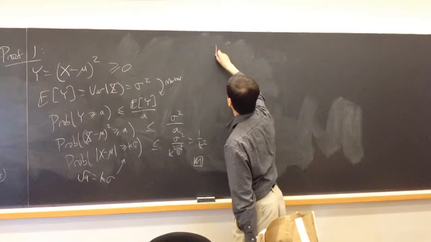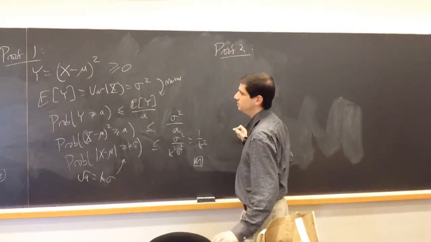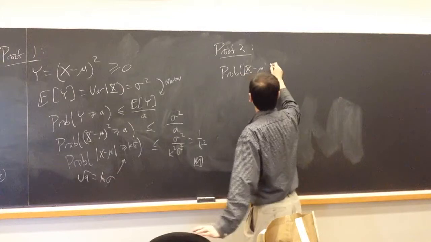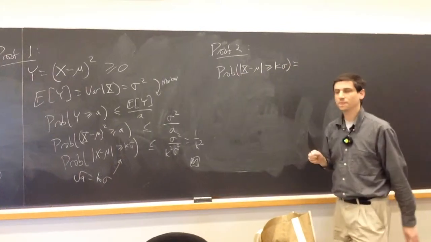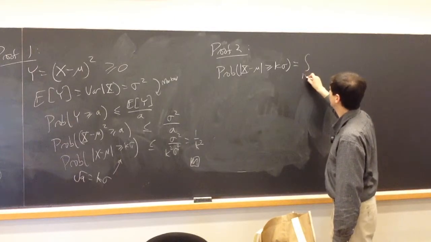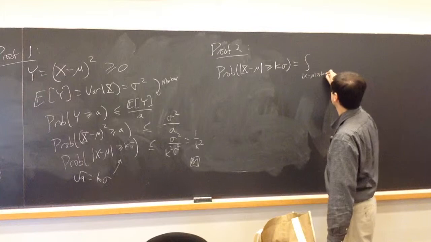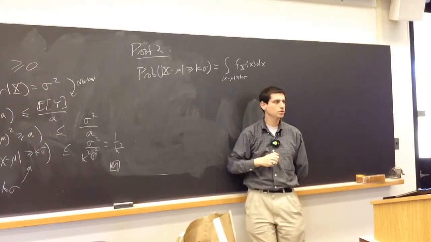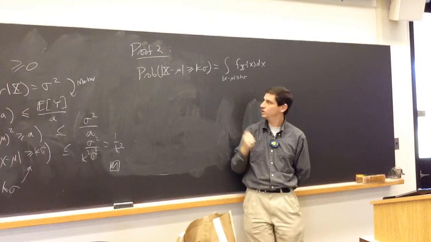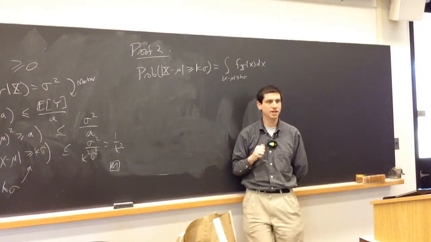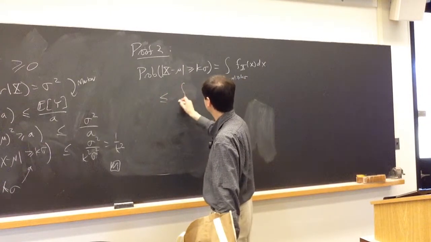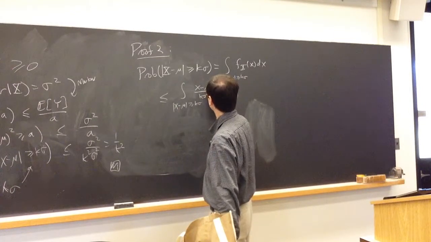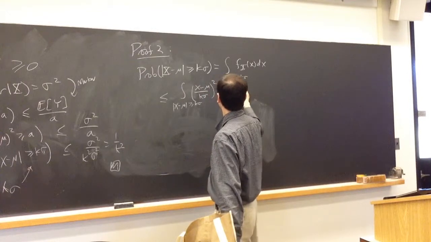All right, let me give you a second proof. We want to calculate the probability that the absolute value of x minus mu is greater than or equal to k sigma. This is the integral over the region where |x minus mu| is at least k sigma of f_X(x) dx. All these proofs go the same way. We start off with the definition of the probability we're trying to calculate, and now we want to get an upper bound. This is less than or equal to the integral over that region of ((x minus mu) over (k sigma)) squared times f_X dx.